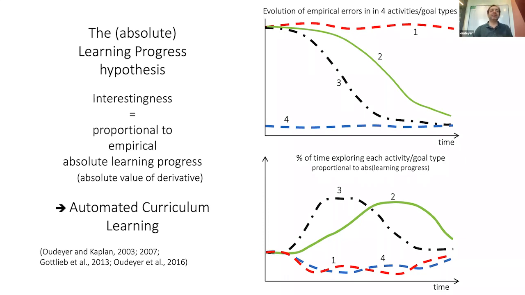Sometimes, for some reason, an activity that you've learned and became good at, you can decrease your performance in, maybe because aspects of this activity have changed, or maybe because you've forgotten part of it, and so you need to refocus on it. If you take the absolute value, it's going to help you detect that it's interesting again.